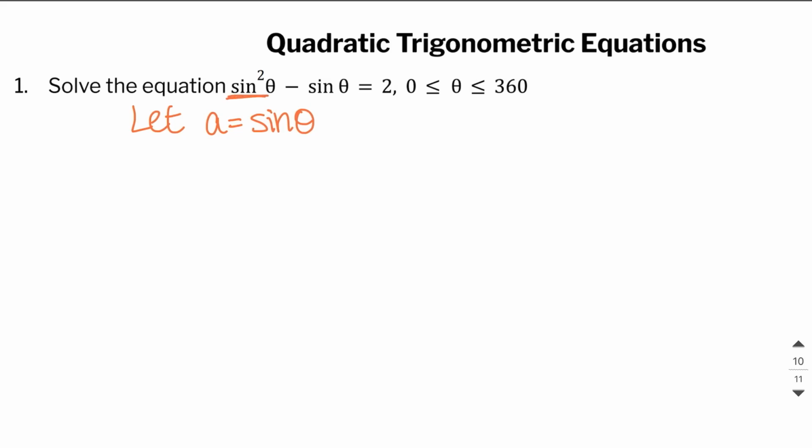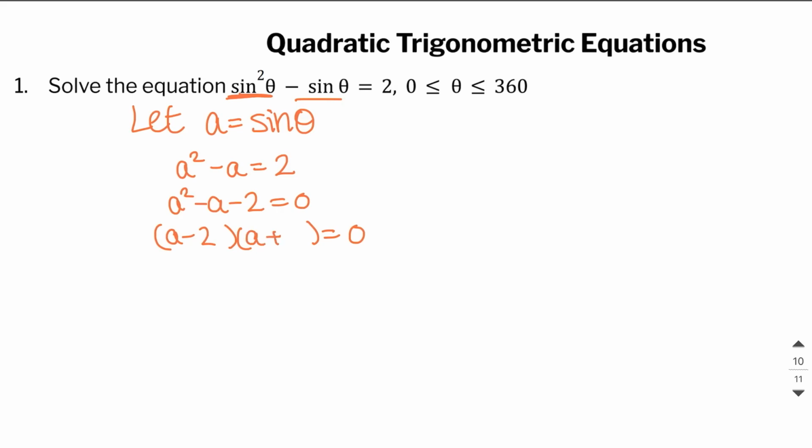So now when I rewrite this, instead of sine squared theta, this is a squared. Instead of minus sine theta, this is minus a, and then equals 2. And now maybe it's a little bit clearer why this is quadratic. So we have to get everything together on one side, subtract the 2, and then we're going to factor and solve. So here I'm going to say a minus 2 and a plus 1, which means that a equals 2 or a equals negative 1. But remember, a is sine of theta. So here, sine of theta equals 2 or sine of theta equals negative 1.